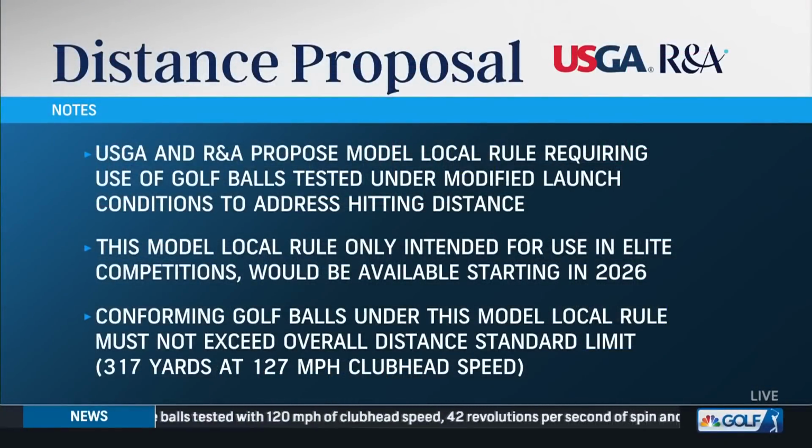This is the distance proposal. The USGA and R&A proposed a model local rule requiring use of golf balls tested under modified launch conditions to address hitting distance. The model local rule is only intended for use in elite competitions, which would be available starting in 2026. We're going to have to get that specific definition coming up. Conforming golf balls under the model local rule must not exceed the overall distance standard limit of 317 yards at 127 miles per hour club head speed.